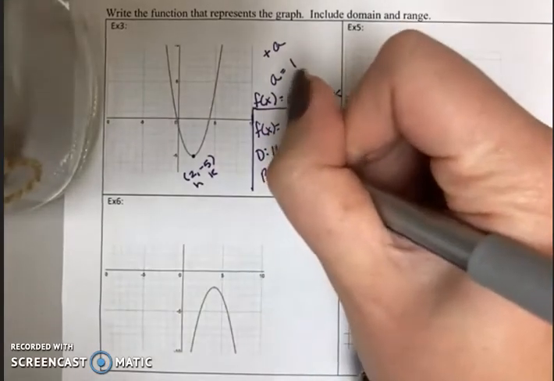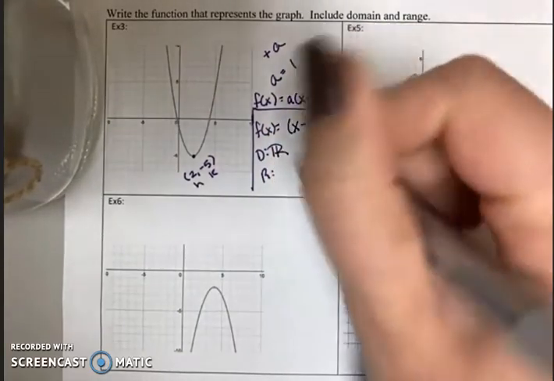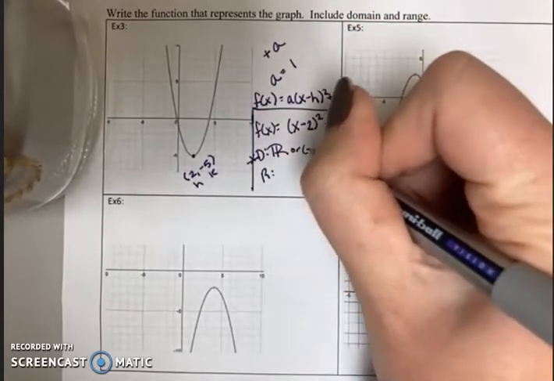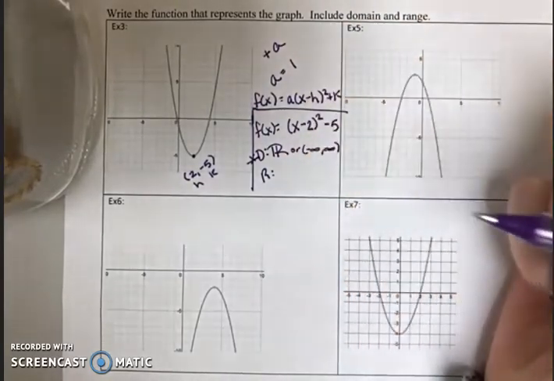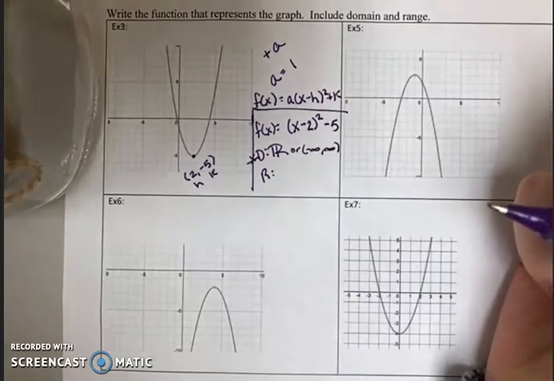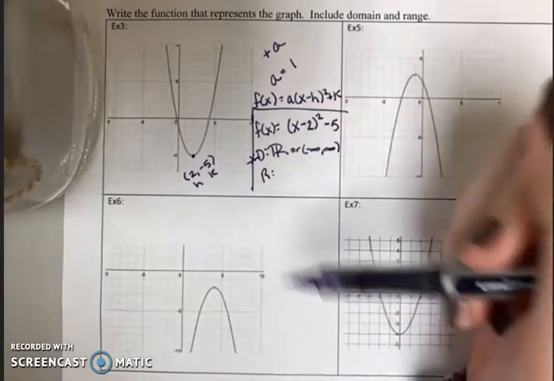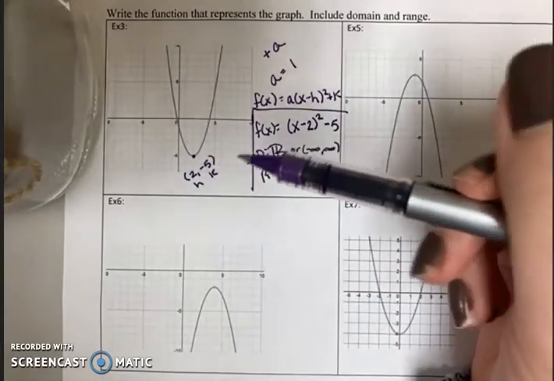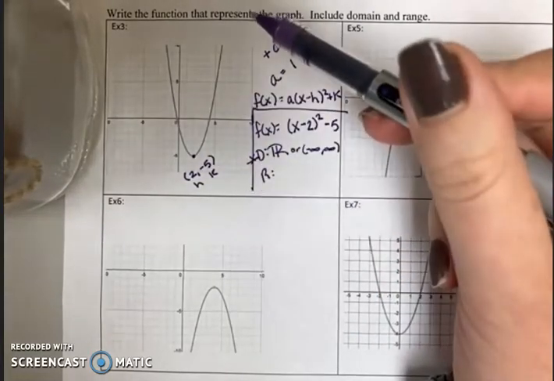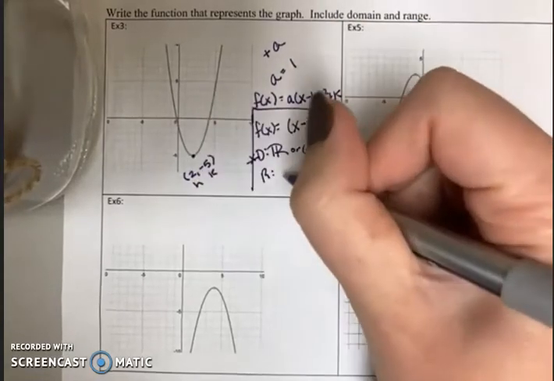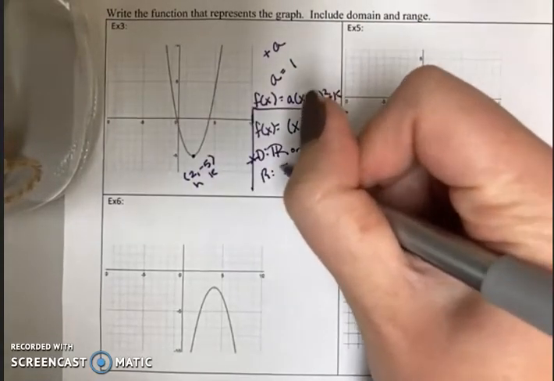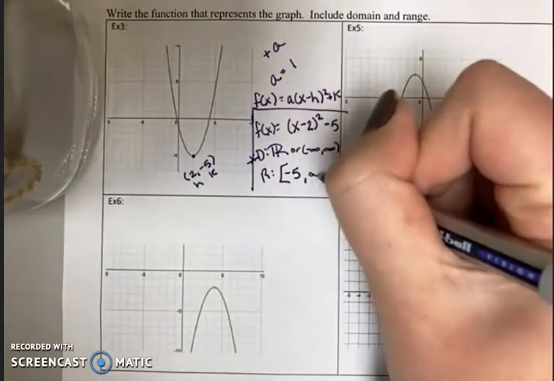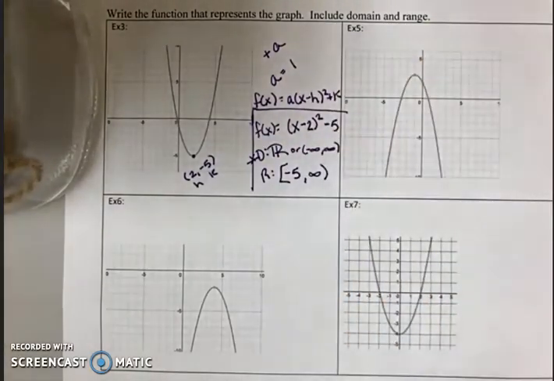The domain is going to be all real numbers. All parabolas will have a domain of all real numbers. You could also write it this way. And the range is restricted because of max or min. In this case, it's a min. Remember, you must write it down to up. So the lowest point has a y value of -5, and it goes up forever, -5 to infinity.